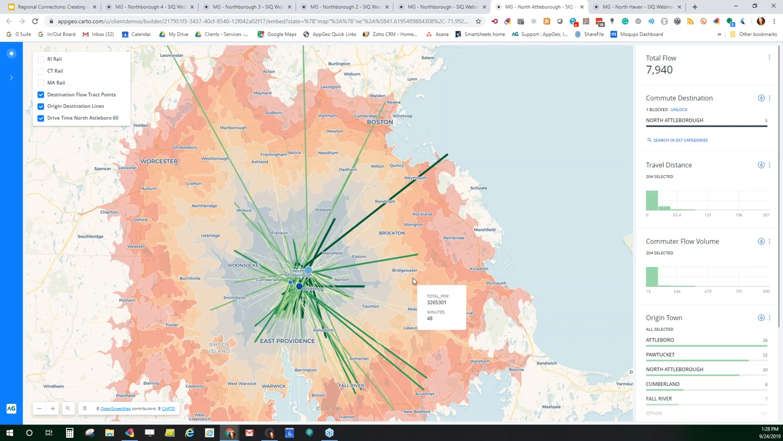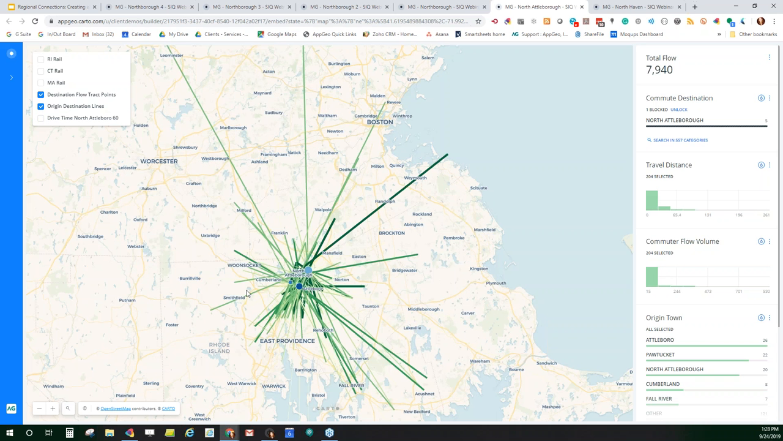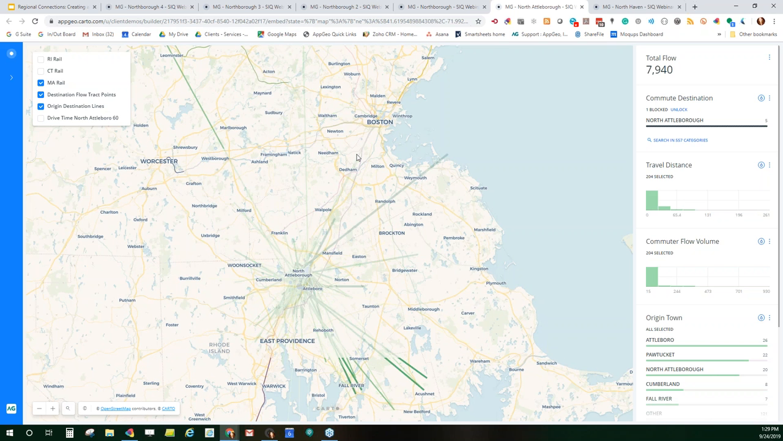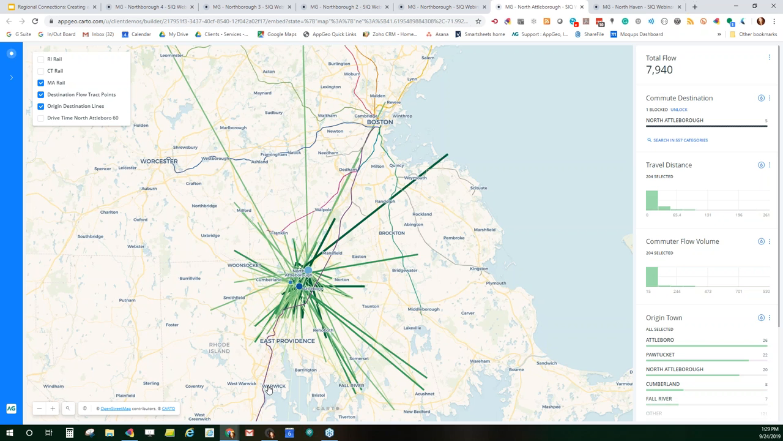And this is likely due to the availability of several major highways accessible to North Attleboro and the towns around it. Let me turn off the drive time here so we can see the highways. So there's a lot of highways. And there's also a commuter rail that goes from Boston through North Attleboro as well into Rhode Island. But now let's explore that cross-boundary concept.